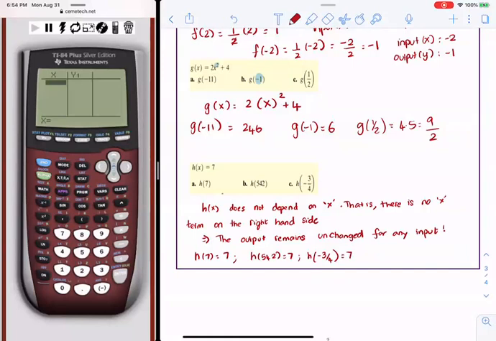So I'm going to plug in the value 7, y is 7. I'd plug in 542, y is 7. -3/4, y is 7. Plug in 100, y would be 7. Plug in -1000, y would still be 7 because the function does not depend on x.